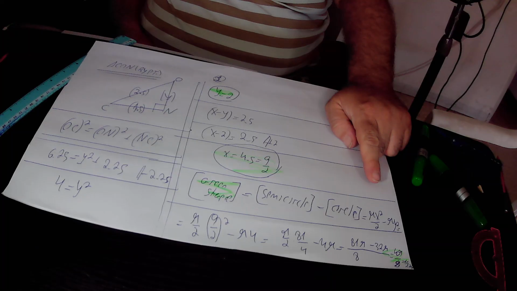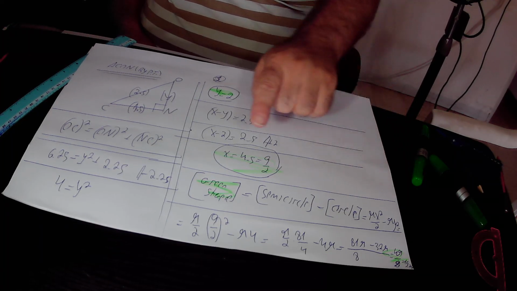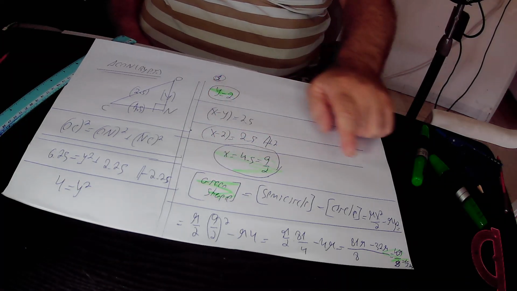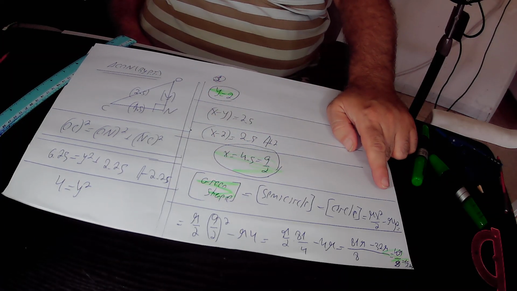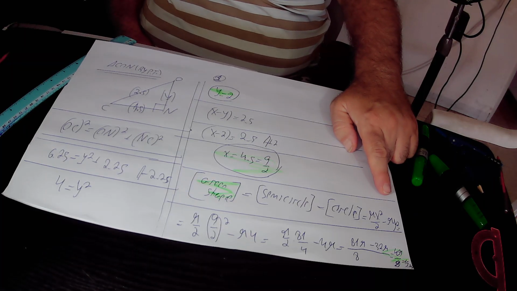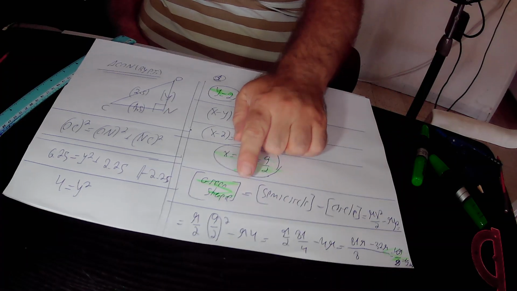x is 9 over 2, therefore x squared is 9 over 2 squared. So in total this expression equals pi over 2 times 9 over 2 squared, minus pi y squared. y is 2, therefore y squared is 2 squared, that is 4. So in total this expression equals 4 pi.